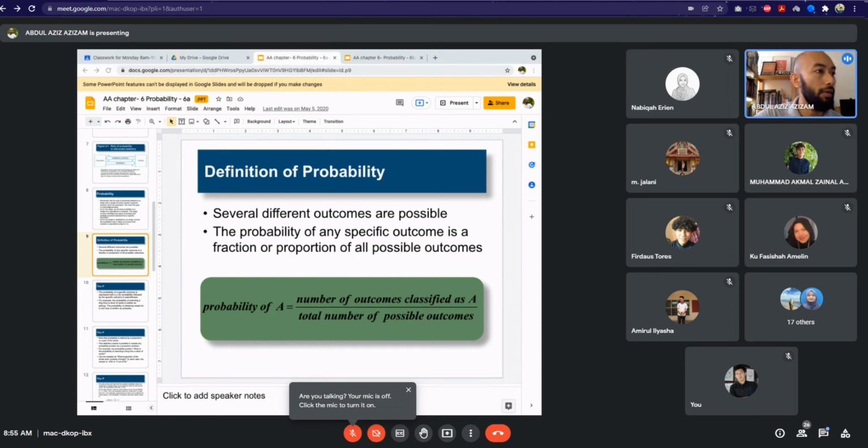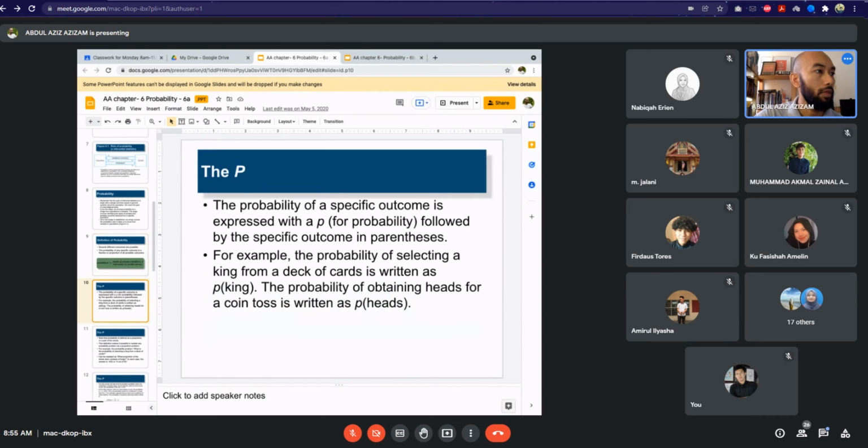Okay, now look at the slide. The probability of specific outcome is expressed with a P for probability followed by the specific outcome in parentheses. For example, probability of selecting a king from a deck of cards is written as P(king). The probability of obtaining heads for a coin toss is written as P(heads). Okay, so ini notation baru untuk you tahu. P di dalam statistik mewakili probability, kebarangkalian.